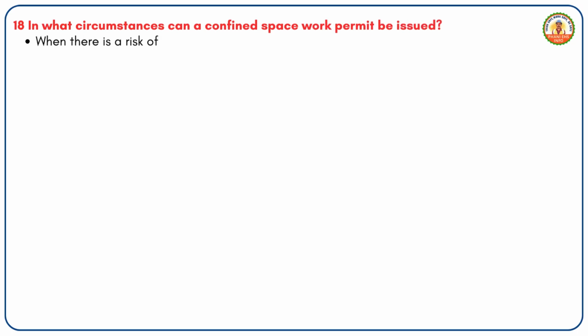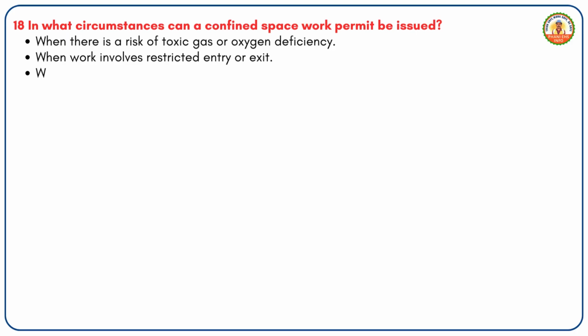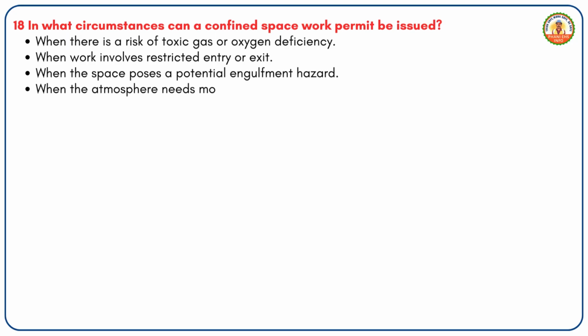18. In what circumstances can a confined space work permit be issued? When there is a risk of toxic gas or oxygen deficiency. When work involves restricted entry or exit. When the space poses a potential engulfment hazard. When the atmosphere needs monitoring for hazardous gases.